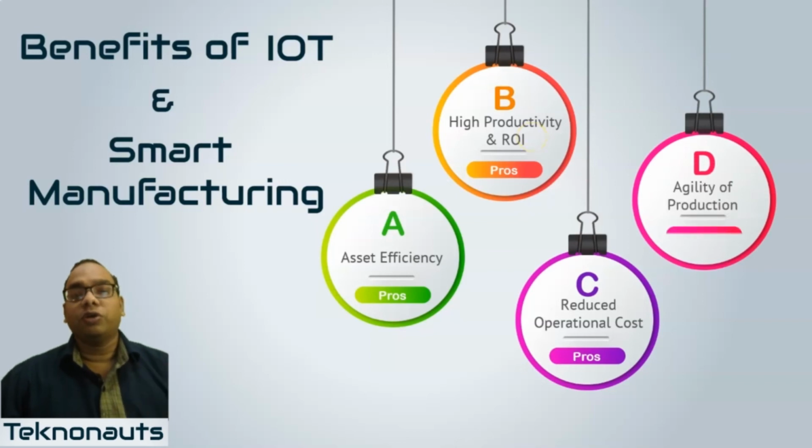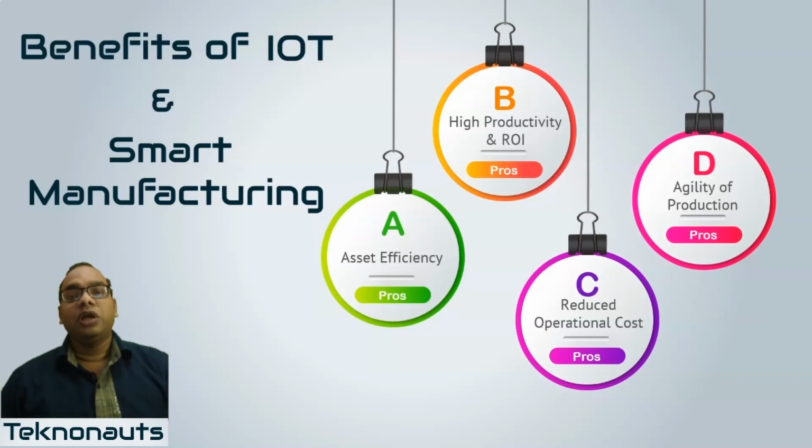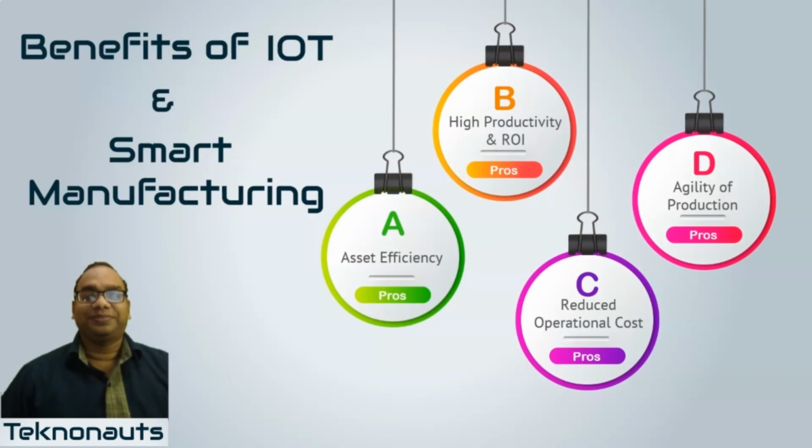Fourth is the agility of production. Since you will have a very good amount of time to invest in your product design and in turn in your process-oriented manufacturing, you can affect your agility of production also. You can achieve a good agility and a good hold on your business. So these are the major advantages of using smart manufacturing.